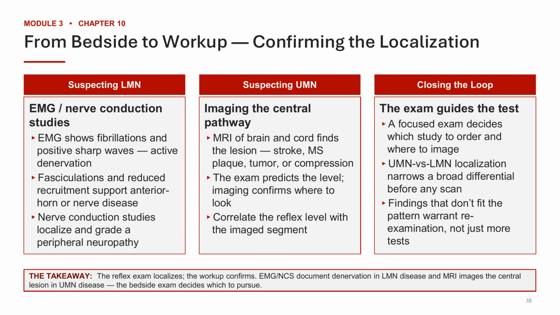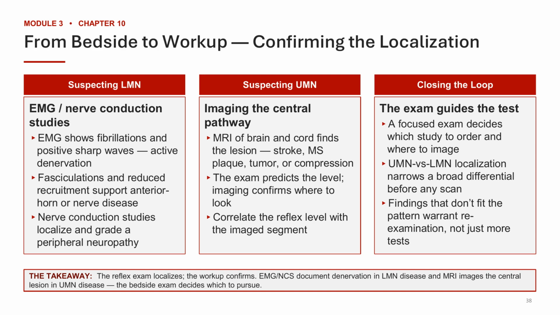Fasciculations and reduced recruitment support anterior horn cell or nerve disease. And nerve conduction studies localize and grade a peripheral neuropathy, distinguishing a demyelinating from an axonal pattern. If you suspect an upper motor neuron lesion, you image the central pathway. MRI of the brain and cord finds the lesion, the stroke, the multiple sclerosis plaque, the tumor, the compressive myelopathy.